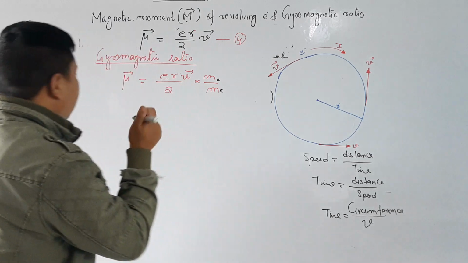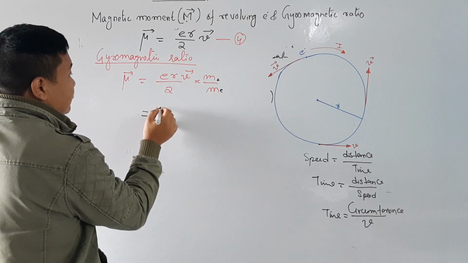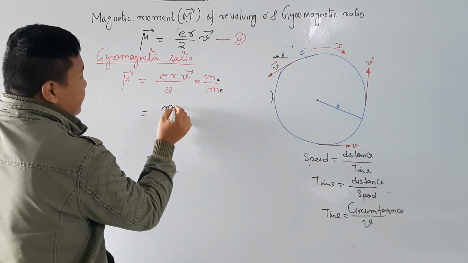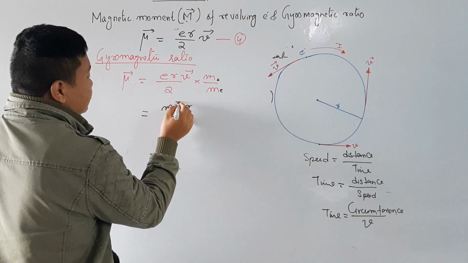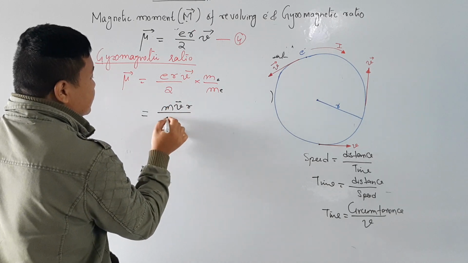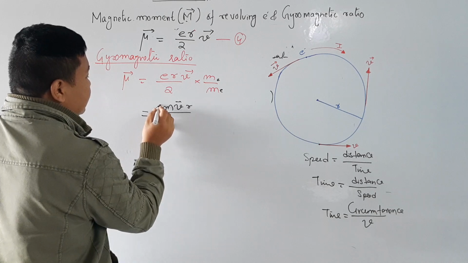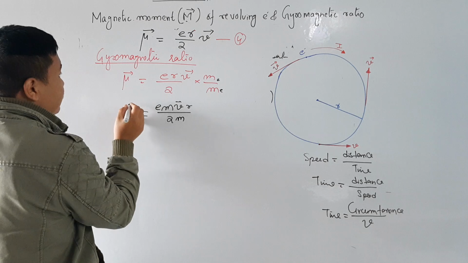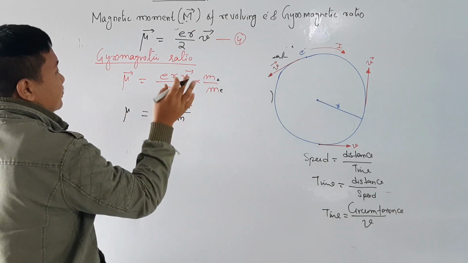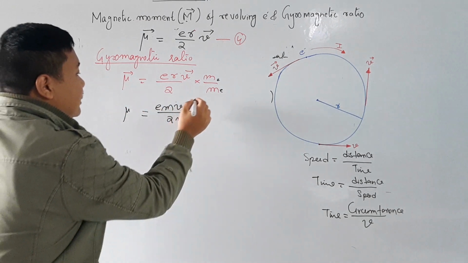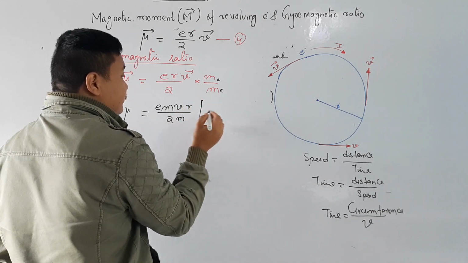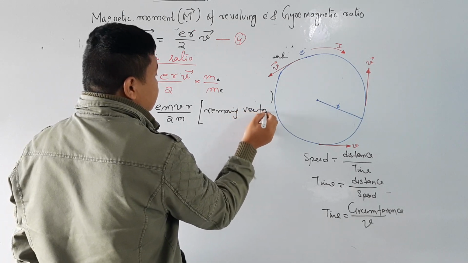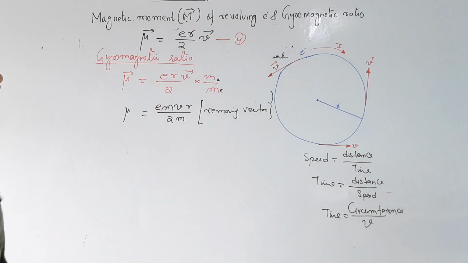Now this can be written as m v r divided by 2, and here is e over m. So this is my mu. I am not writing the vector now; removing the vector, you can always write it, no problem.